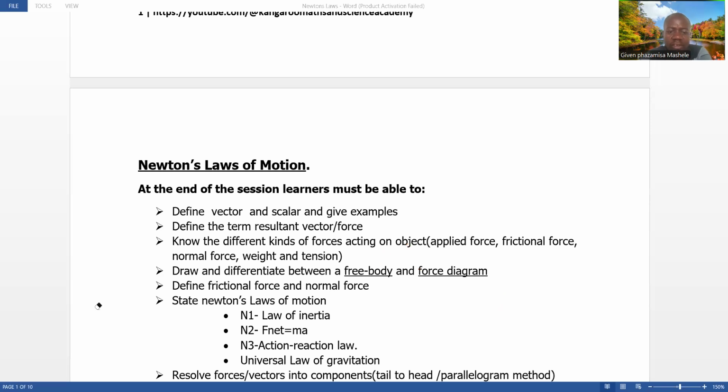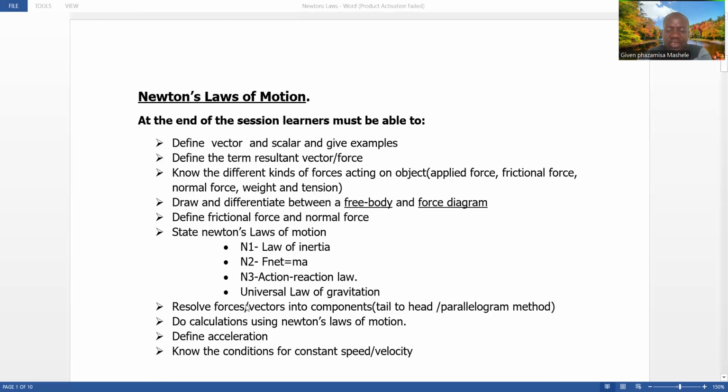Then again, one must be able to resolve forces or vectors into components using the tail-to-head or parallelogram method. This one I already addressed in the previous video about the resultant forces, so there's a link shared below. Kindly go through it to know how to resolve forces into components. But I'll also address a bit of that, because this is one of the things that are needed when you are solving problems in Newton's laws. And again, you must be able to do calculations using Newton's laws of motion.